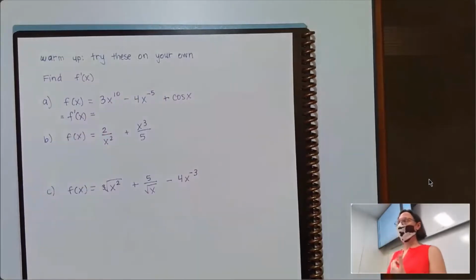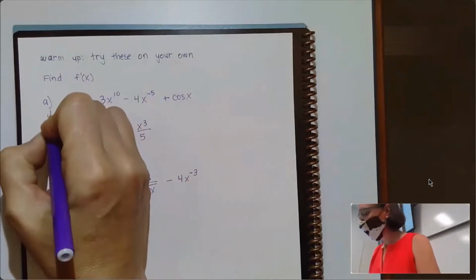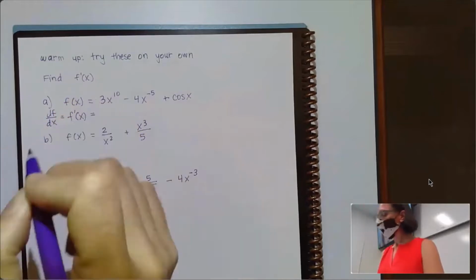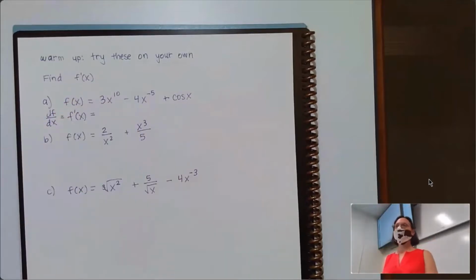I've been seeing there are a couple different notations for taking derivatives. I like to use the f prime. It's just kind of a convenient notation. We see it a lot, but I could also write df/dx, and that would mean the same thing. They would both mean take a derivative.